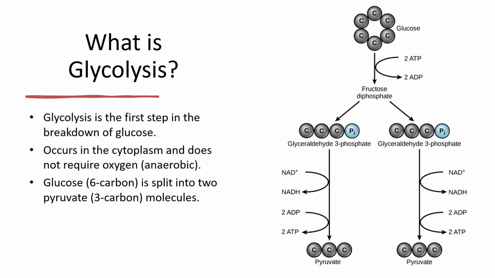Now let's look at glycolysis. This is the first step of breaking down glucose for energy. The word glycolysis itself means sugar splitting, and that's exactly what happens. It occurs in the cytoplasm and doesn't require oxygen, which means it's an anaerobic process. One molecule of glucose, which has 6 atoms of carbon, is split into 2 molecules of pyruvate. Each pyruvate has 3 carbon atoms.